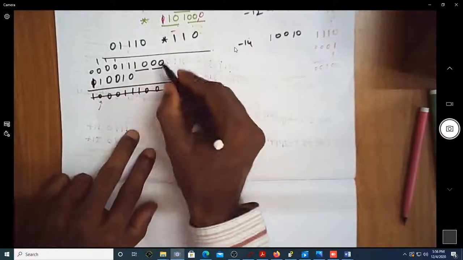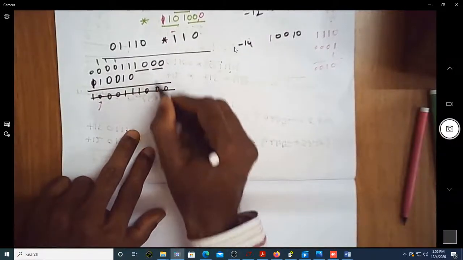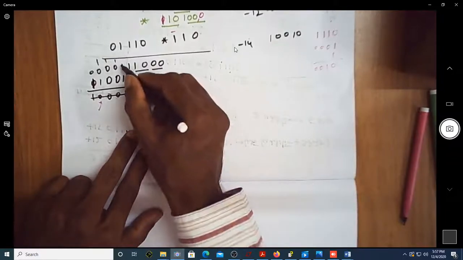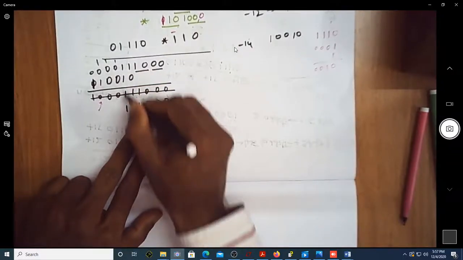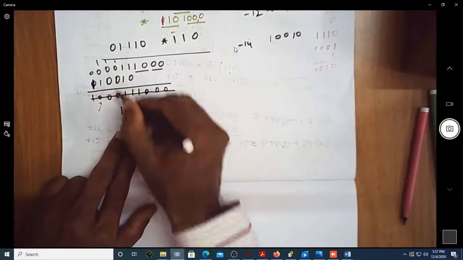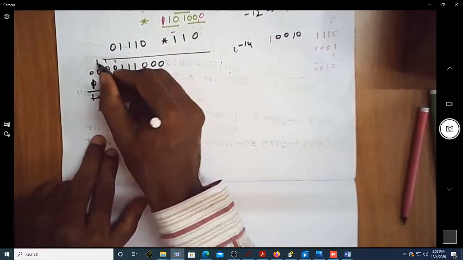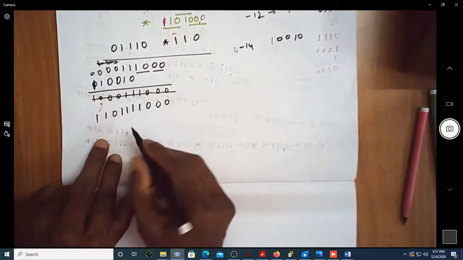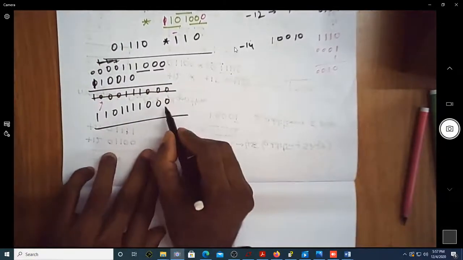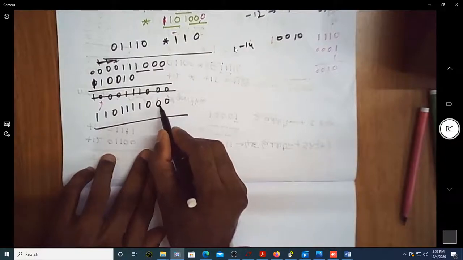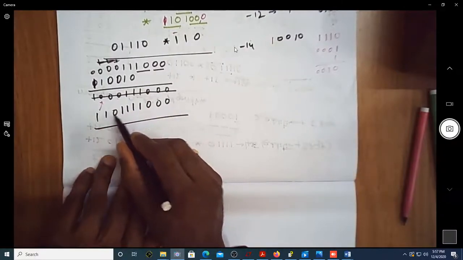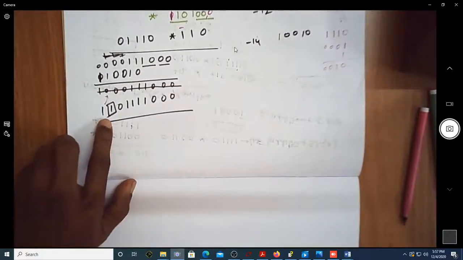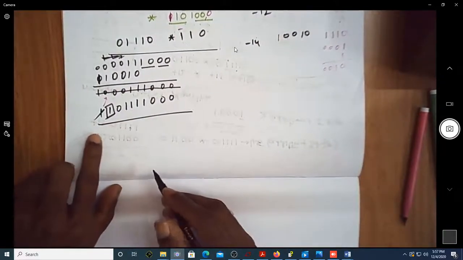Okay, let me rewrite this. You can see now this is 0, this is 0, this is 0, this is 1, this is 1. 1 plus 1 is 1 with a carry 1. This is 1, this is 0. You can see this is not there. You can see this is 1, and of course you have this as 1. See now, this is the number. So this is 1 2 3 4 5 6 7 8 9. Okay, this is my sign bit. So of course you can discard all these things.